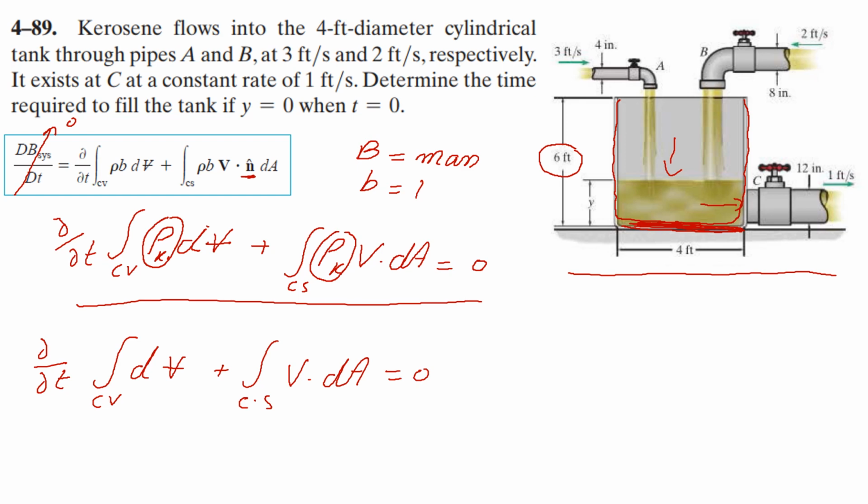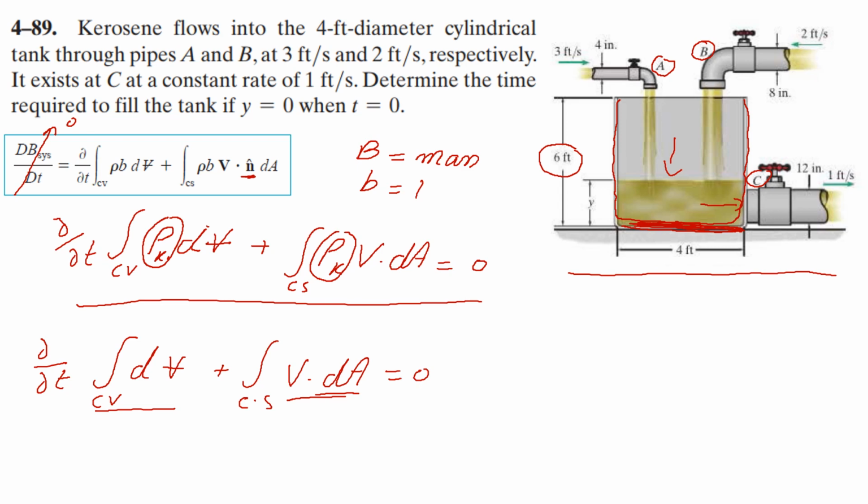Let's further simplify it. From this integral we will get volume, and from this integral our velocity will move out because it is constant, and we will integrate this area, so we will get area. I am going to write in this equation this VA term for all of our three control surfaces, that is A, B and C. At A and B fluid is going in, and at C fluid is going out. So I am going to write negative and positive signs accordingly.